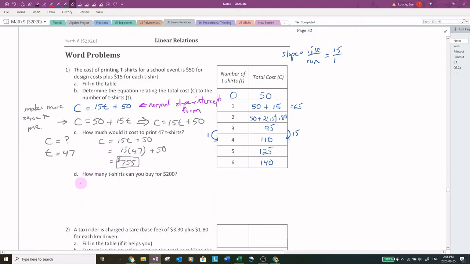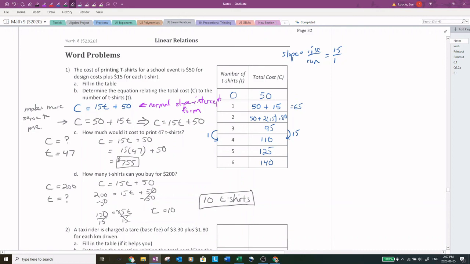All right, next question, how many t-shirts can you buy for $200? So this time my cost is $200 and my t is my unknown. So my formula is C equals 15t plus 50, 200 equals 15t plus 50. I get to subtract 50 from that side, subtract 50 from that side. I get 150 equals 15t. Divide that by 15, divide that by 15. I get t equals 10. So my answer is 10 t-shirts. Remember, you need to include your units, okay? So 10 t-shirts.